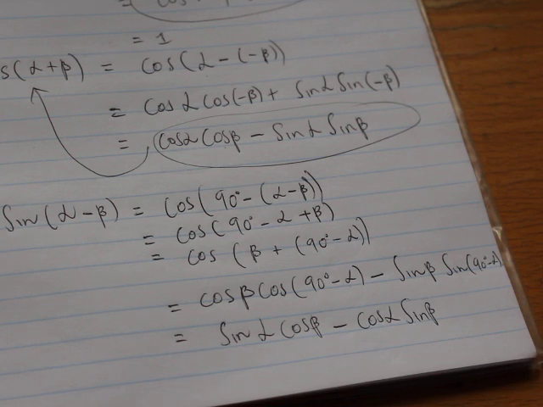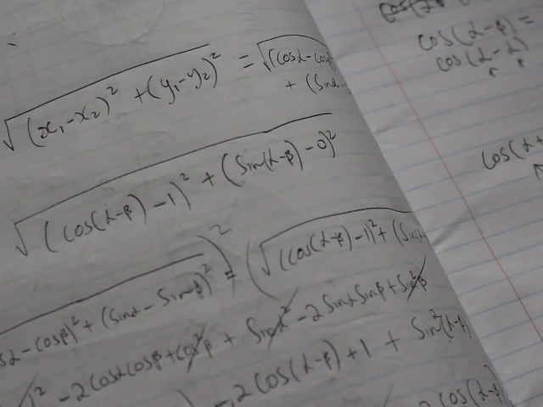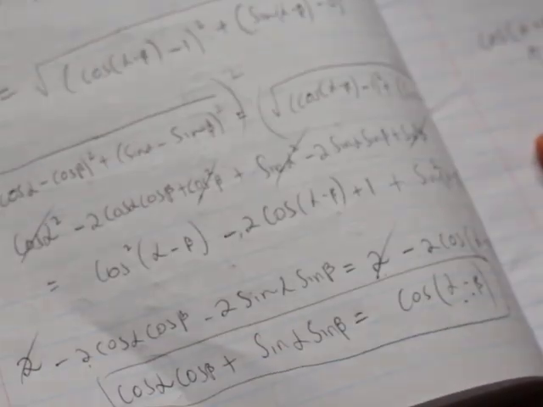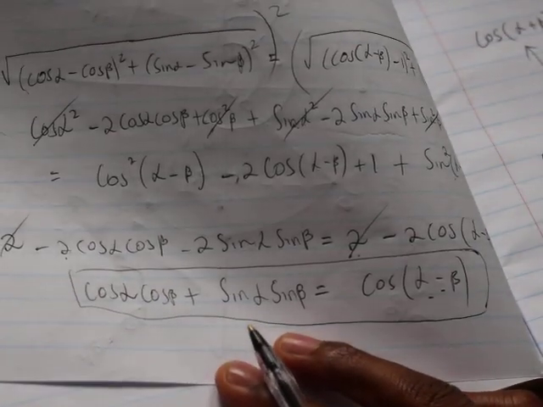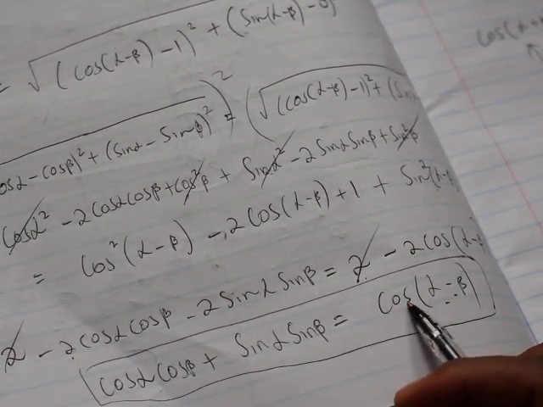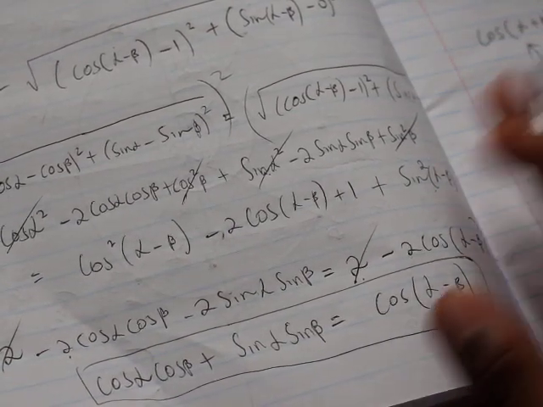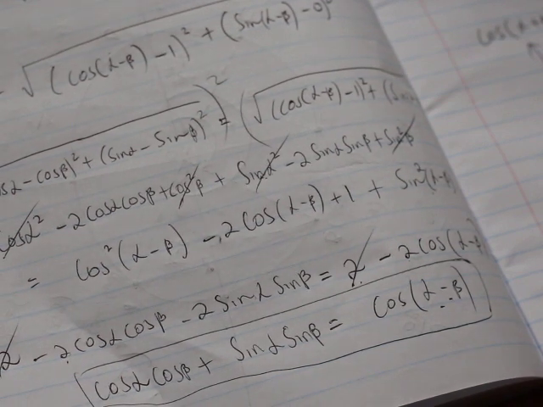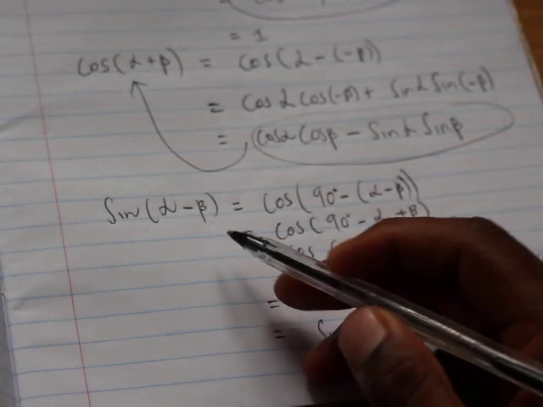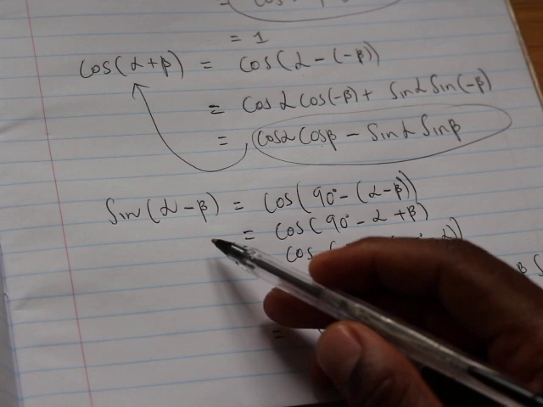But what about sine alpha plus beta? Because we came up with this one, everything builds up from this. Whatever you came up with, you can use to come up with other things. So we came up with sine alpha minus beta, and this is what we're going to use to find sine alpha plus beta.